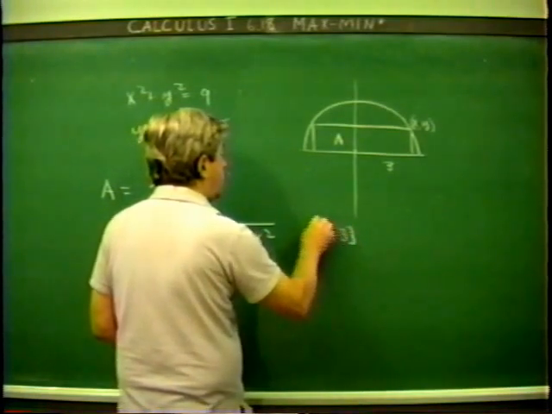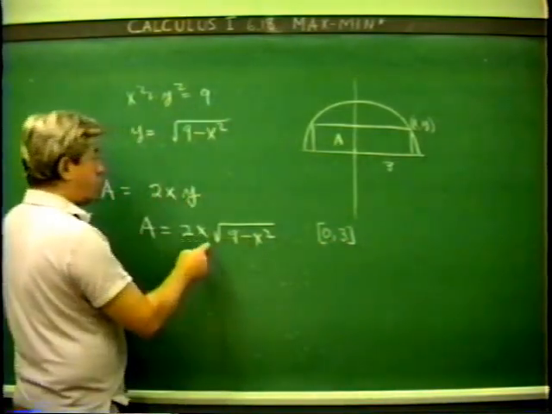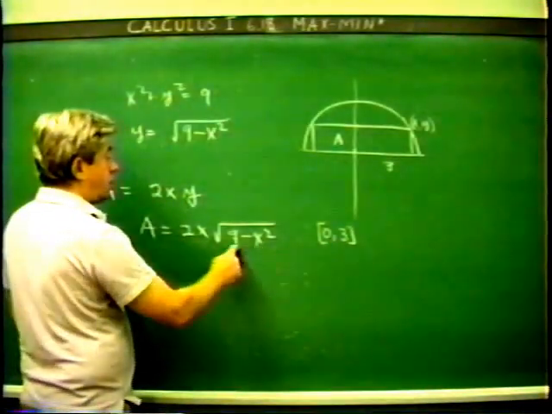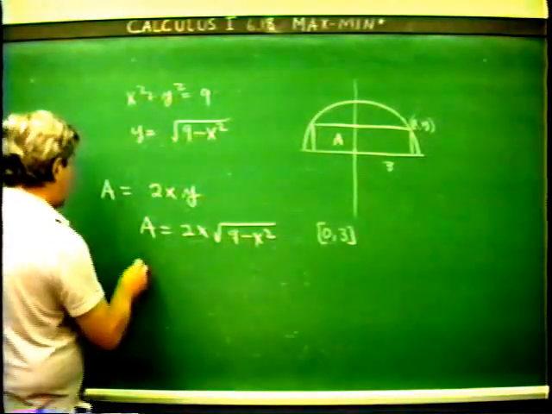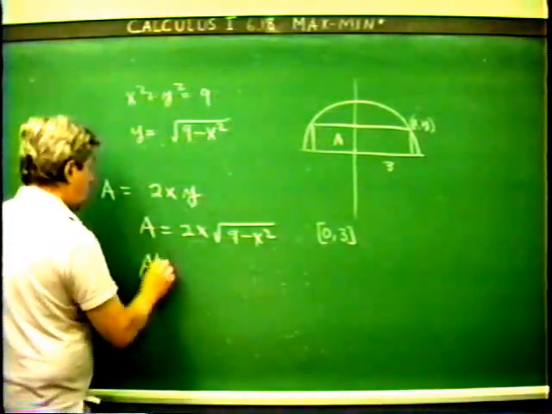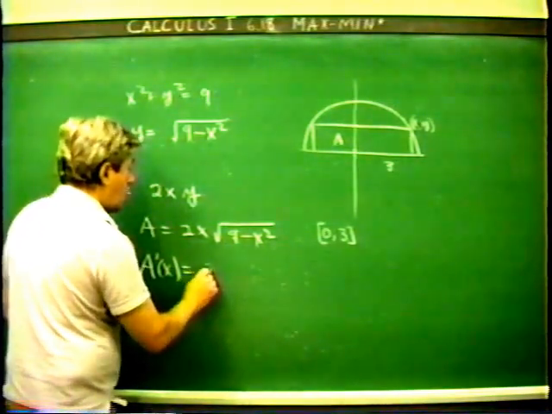What's the interval on which this makes sense? Well, x could be as small as 0 or as large as 3. And it's clear that the maximum is not going to occur at either of these points. Watch, when x is 0, this is 0. When x is 3, this is 0. So you get the minimum at those points.